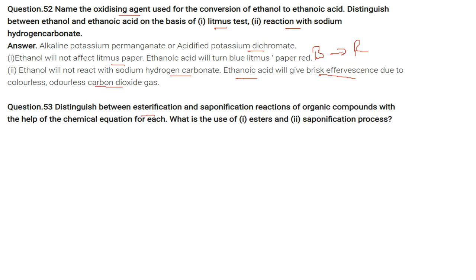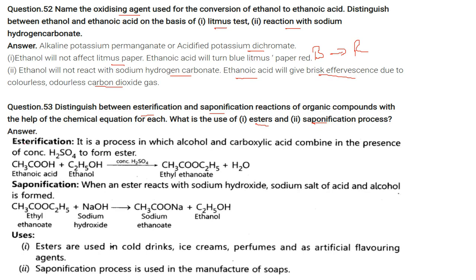Distinguish between esterification and saponification reactions of organic compounds with the help of chemical equations. What is the use of esters and the saponification process? So esterification is a process in which alcohol and carboxylic acid combine in the presence of concentrated H2SO4 to form ester. So here we have ethanoic acid with ethanol, carboxylic acid and alcohol. They combine in the presence of concentrated H2SO4 to form ethyl ethanoate, which is ester.